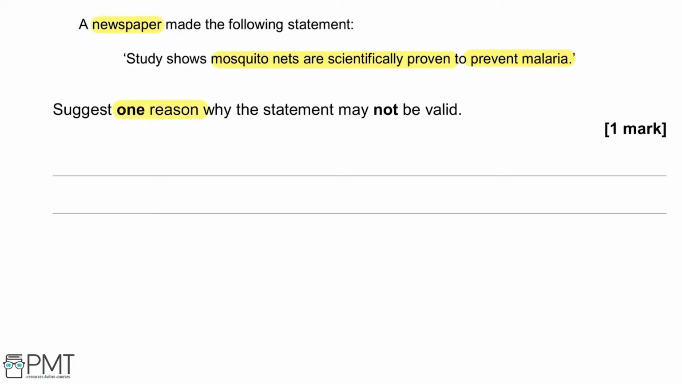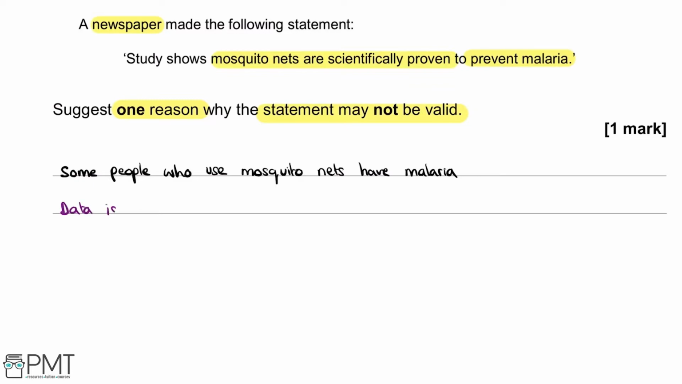Suggest 1 reason why the statement may not be valid. So there are a few answers you can potentially give here. One is that when you look at that table, some people who use mosquito nets do still have malaria. It's not 100% effective. Another answer you could give is that the data is only for one area of Africa, and you don't necessarily know if the trend is the same everywhere.